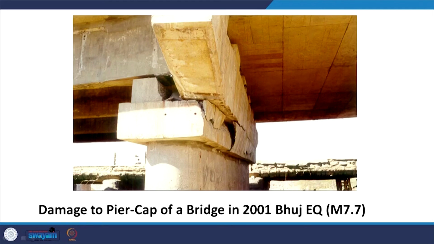This is one of the examples where there was damage to the pier cap of a bridge, and all these damages are related to foundation failure. So, it was not simply that the pier cap got damaged; rather, the problem is below this, because ultimately the bridge will transfer the load to the pier, and the pier will transfer it through the foundation to the soil.